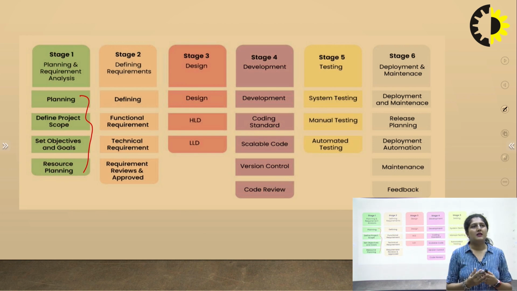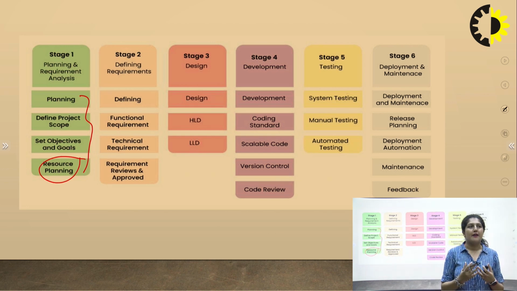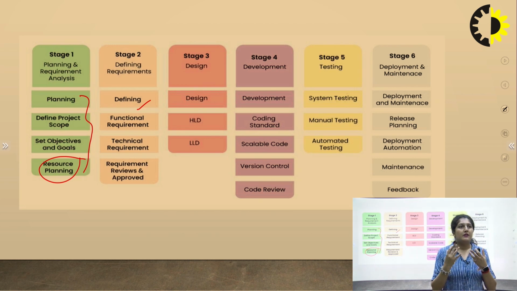Then there comes stage 2, where we define the requirements. Now, we have done the planning. What are the requirements we have? Now, we will analyze them more deeply. We will define those requirements more deeply. First of all, we will define what the requirements are. What are the functional requirements? What are the technical requirements?